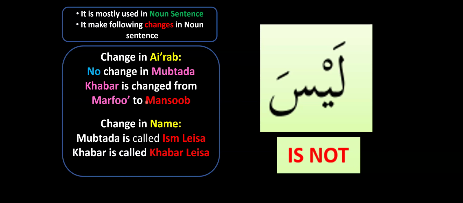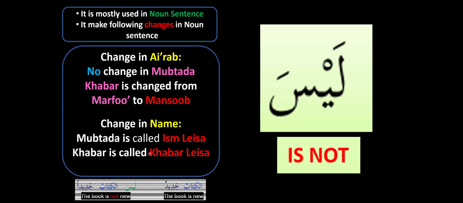So when laysa comes in a sentence, two things will happen: changes in the i'rab and changes in the name. Mubtada will be called ismu laysa. Khabar will be called khabaru laysa. I don't want to keep going back and forth about inna wa akhawatuha because we have already studied this. I hope you all know that after inna comes with a noun sentence, mubtada becomes ismu inna and the khabar is called khabaru inna. In laysa, we will call it ismu laysa and khabaru laysa.